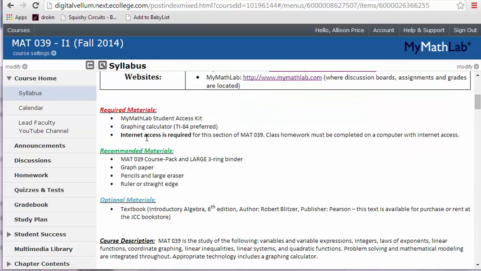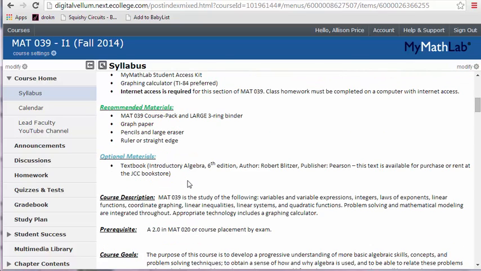Required materials. This will vary between online and face-to-face classes. For both, MyMathLab is required. A graphing calculator is required, a TI-84 is preferred, and internet access is required. Depending on if you're in face-to-face or online, the course pack may be required. For online, it is recommended, not required. It's also recommended that you acquire graph paper, pencils, and a ruler or straight edge.